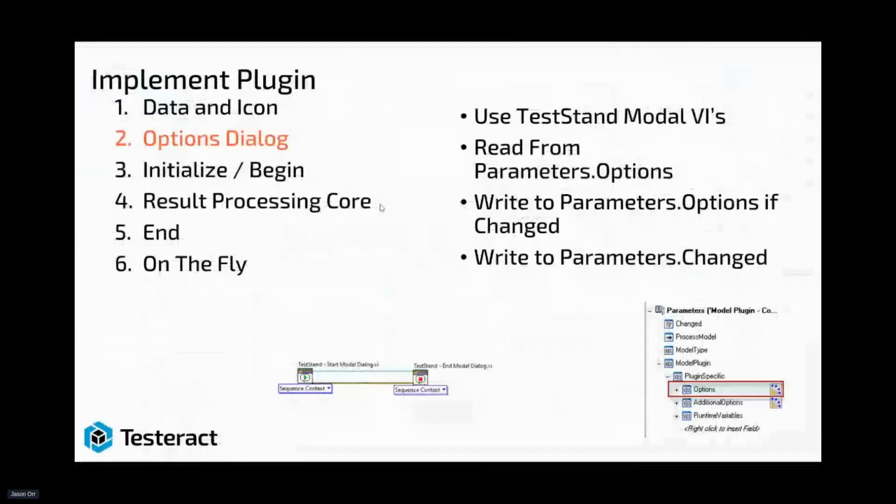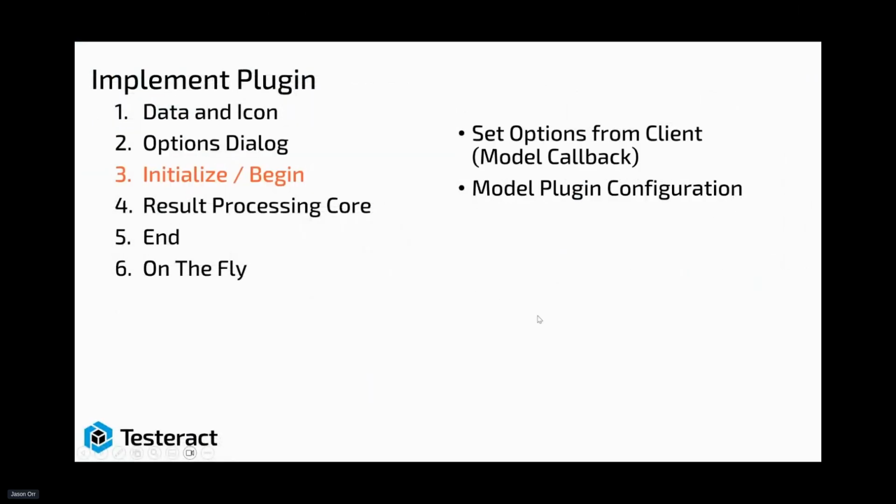All right. So then we have implementing initialize and begin. Again, the initialize is where you will handle options and configurations, and where you also handle your model callbacks from your client file or your main sequence, your sequence file that's running your top level test or sequence. And this is where you can also handle model plugin configuration as well.